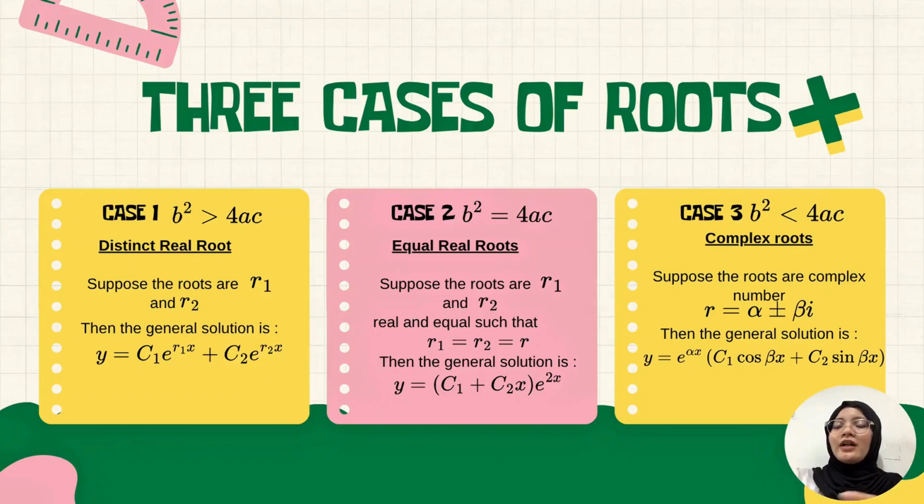Next, we have the last case, the complex roots, which is when b squared is less than 4ac. Supposedly, the roots are complex numbers, which is r is equal to alpha plus minus beta i. Then the general solution we can get is y is equal to e to the power of alpha x, in brackets, c1 cos beta x plus c2 sin beta x.